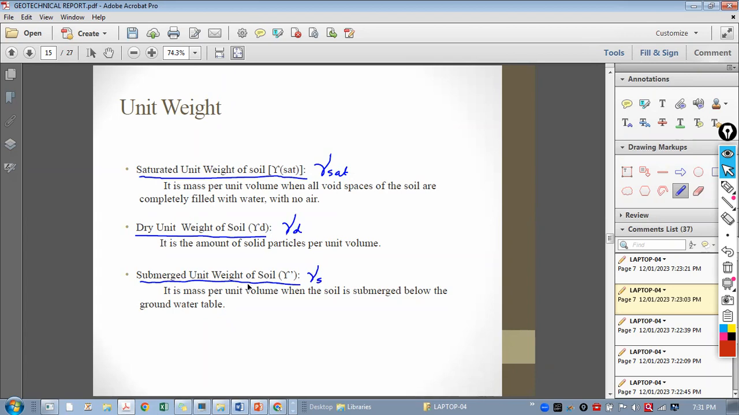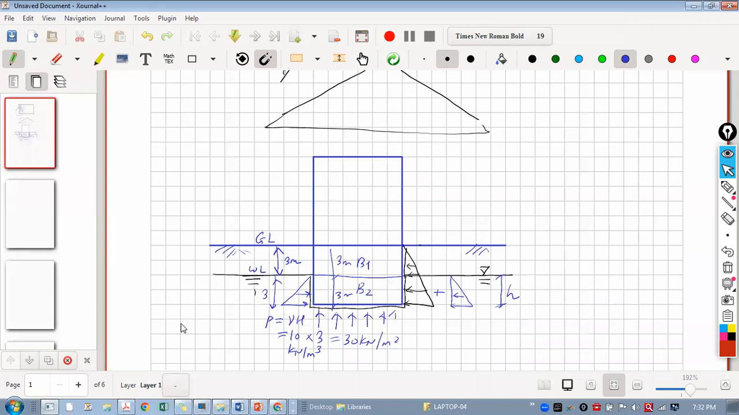So dry means there is no moisture in the soil. And if there is moisture in the soil, then it is saturated unit weight. And if it is below the water table, then it is submerged. So what happens?